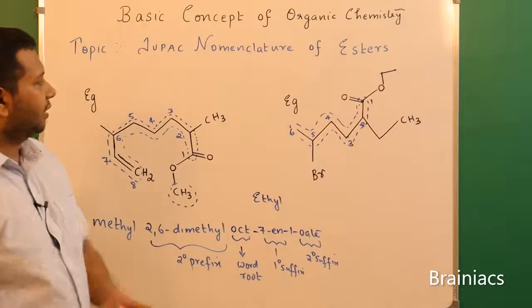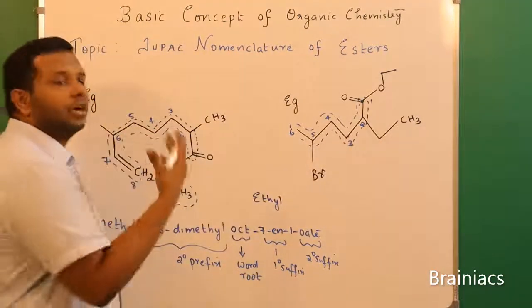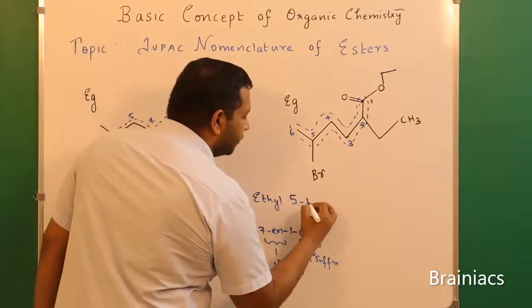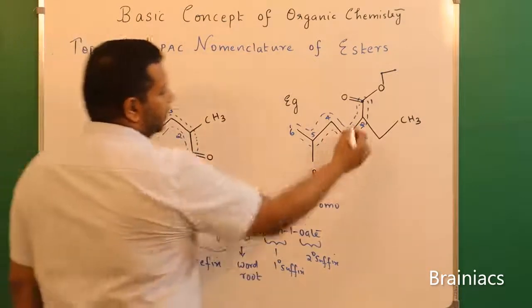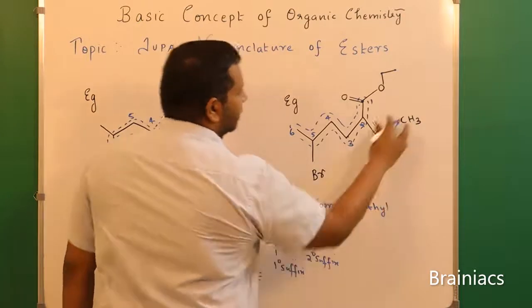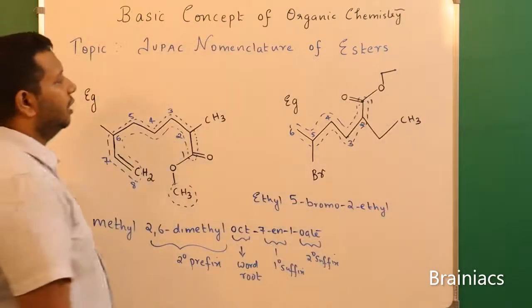Now I know that at second position there is an ethyl group, and at fifth position there is bromo. Alphabetically, who will come first? Bromo. So I can write ethyl 5-bromo, then 2-ethyl, because at second position an ethyl group is there. So ethyl 5-bromo-2-ethyl.